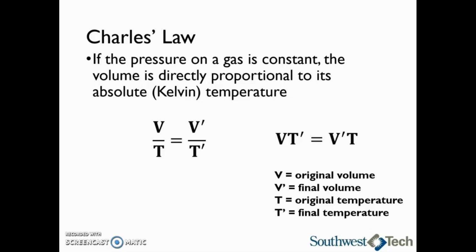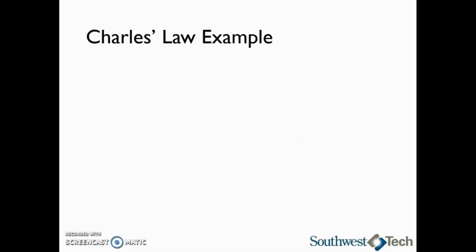If two values are directly proportional, this means that as the volume increases, the temperature also increases. Conversely, if the volume decreases, the temperature also decreases. You could also say that as the temperature increases, the volume increases, or as the temperature decreases, the volume decreases.